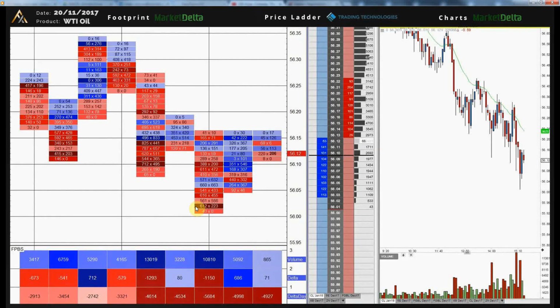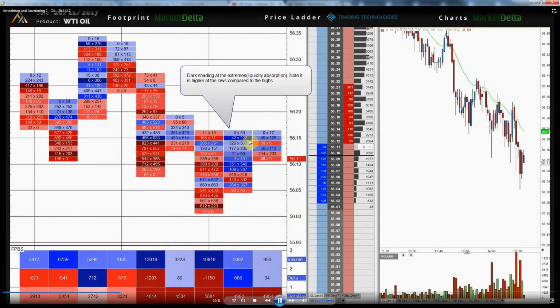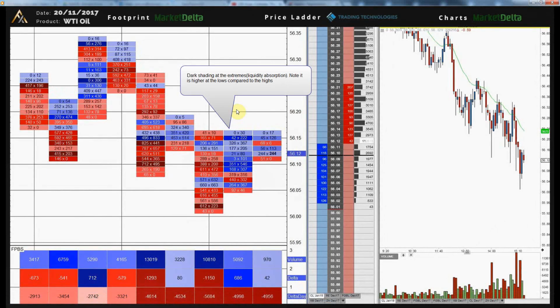Okay, so at the low there we have a buyer taking all the liquidity. The market then bounces and we go to the extreme side, and at the extreme sides we can see the same thing, darker shading. This time however, on the top side, it's the seller that's taking all of the liquidity. Now, one thing I will say, and a lot of the time it might just be complete noise, but always look where the heavier liquidity is being taken.